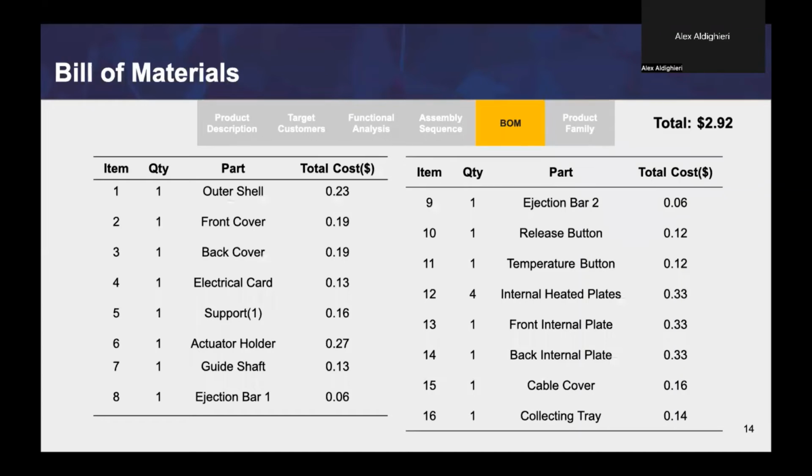This is our bill of materials. We have a total cost for each individual part. This is based off assembly sequence 2. We realized that our total is a little bit less than we think it should be. So we're assuming that we might have underguessed the amount of assembly costs that it would take.